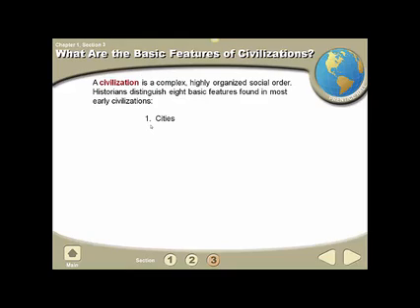Number 1, cities. A city obviously has a larger population than a village, and there are also some other characteristics about the cities. You have leadership, which we're going to talk about.